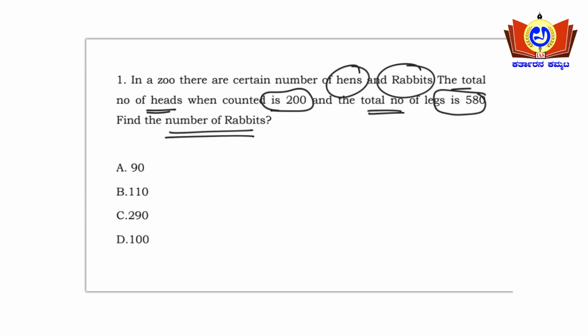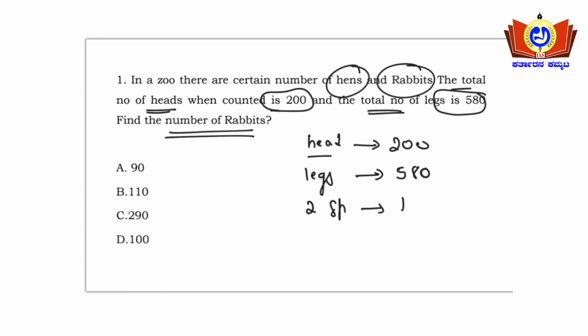Interesting question, friends. When you count the heads, how much are you getting? 200. And when you count the legs, the number is 580. There are two species, rabbit, which has 4 legs, and hen, which has 2 legs. So this is the basic data we have here. I'll be solving it on the next page.